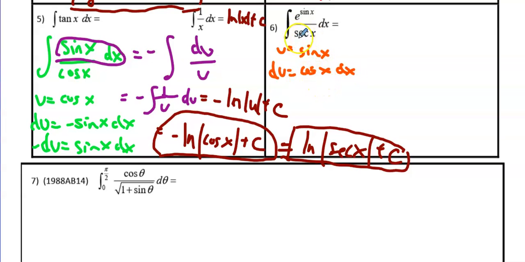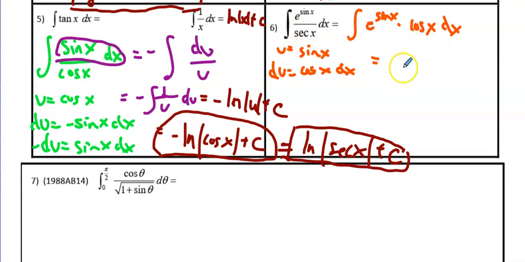Okay, well, remember that 1 over secant is actually equal to cosine. So if I rewrote this, I actually have my du right here. So that actually works for us. So don't forget that 1 over secant is the same thing as cosine.